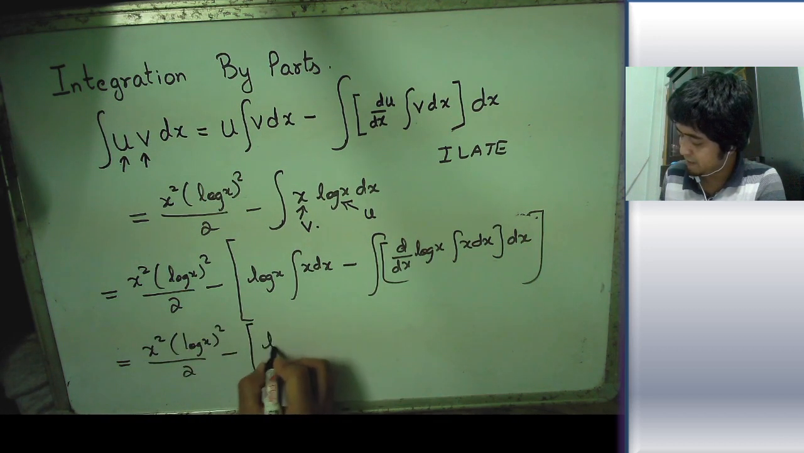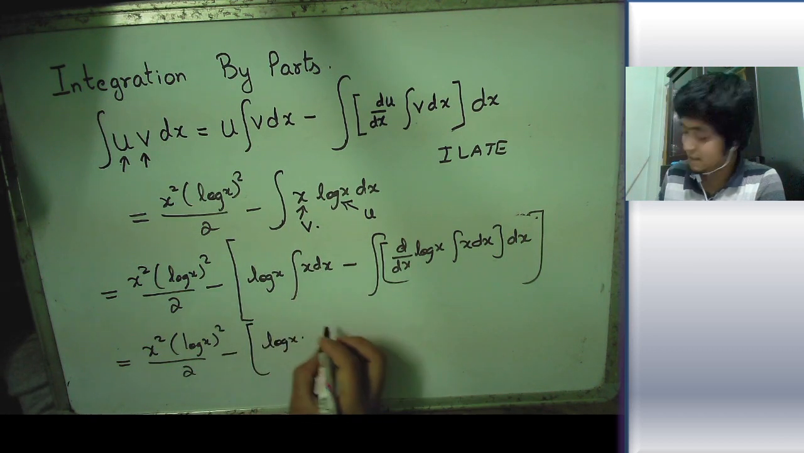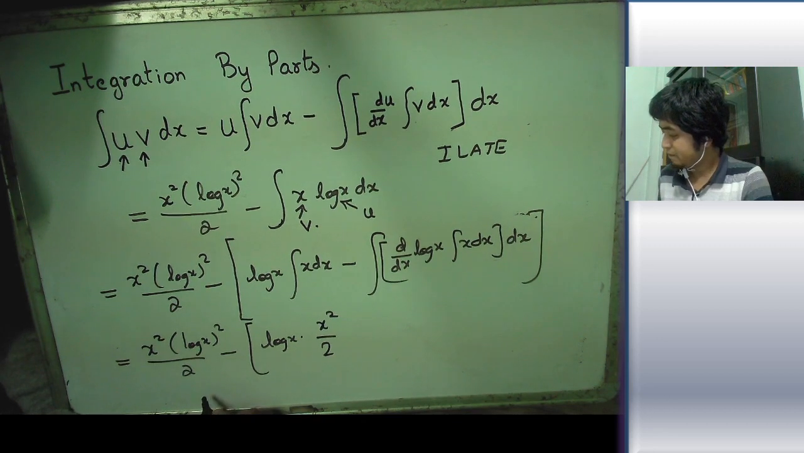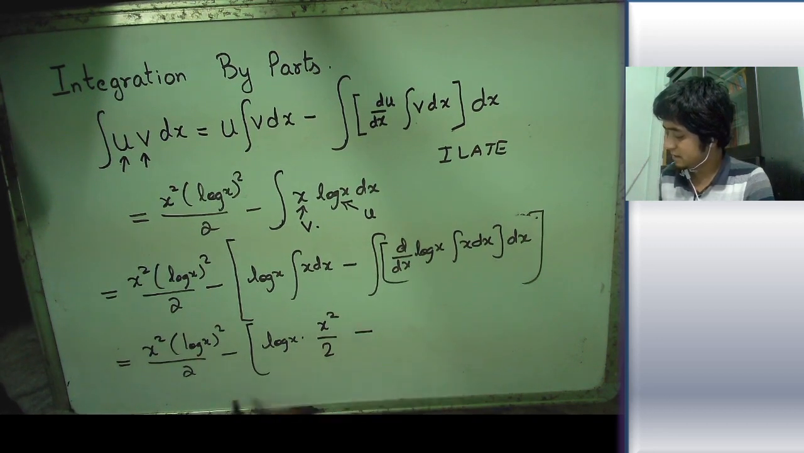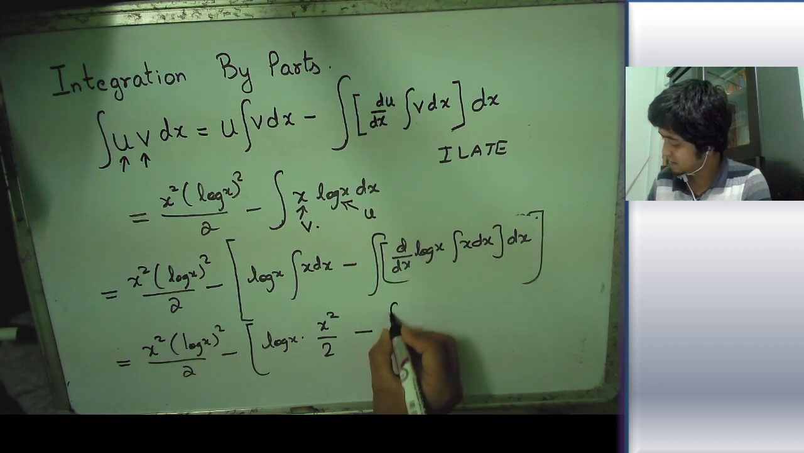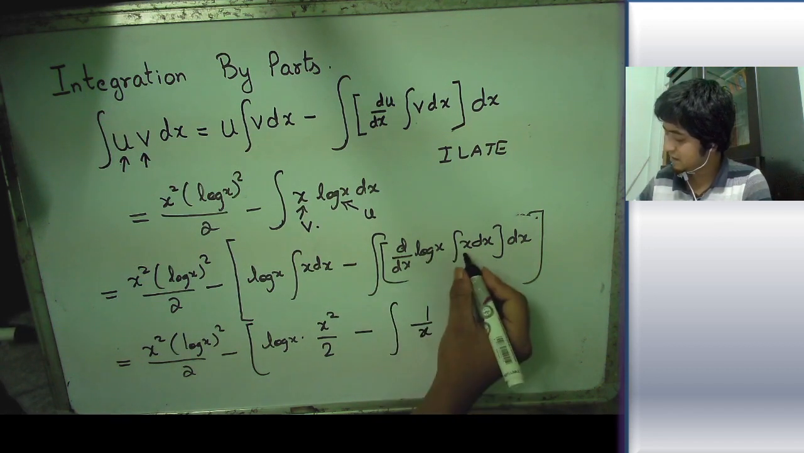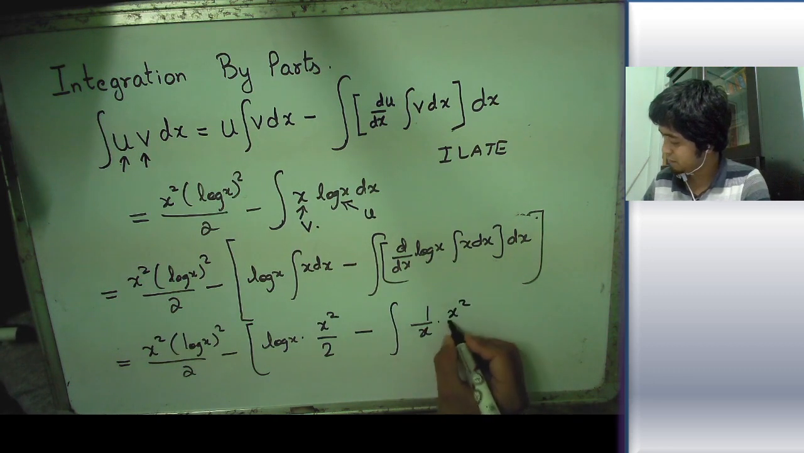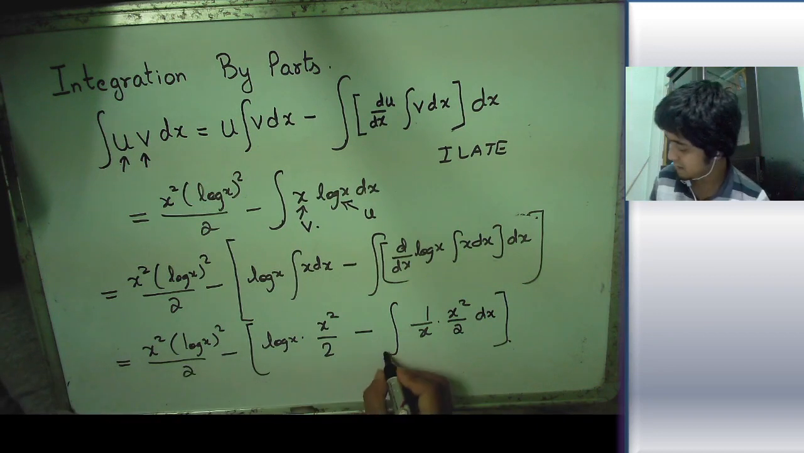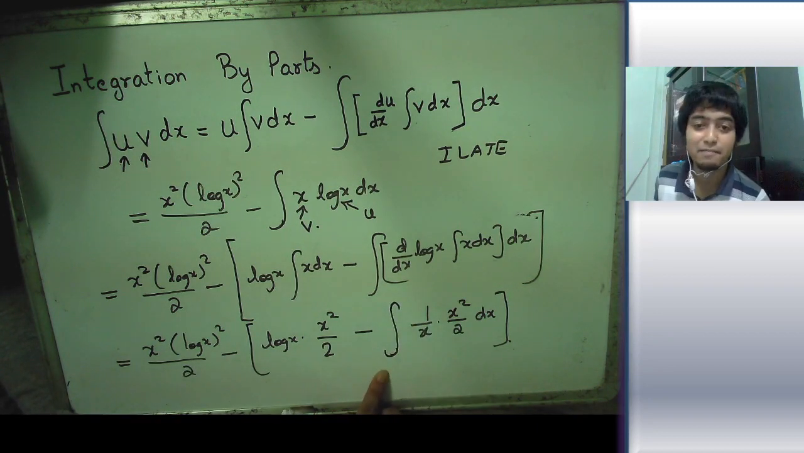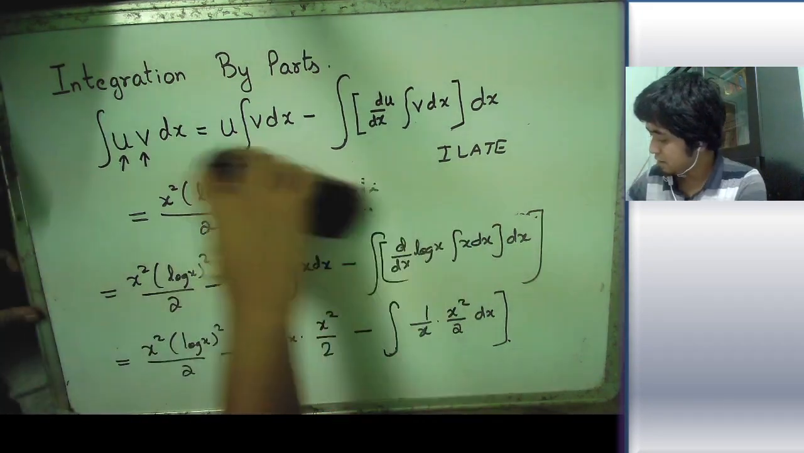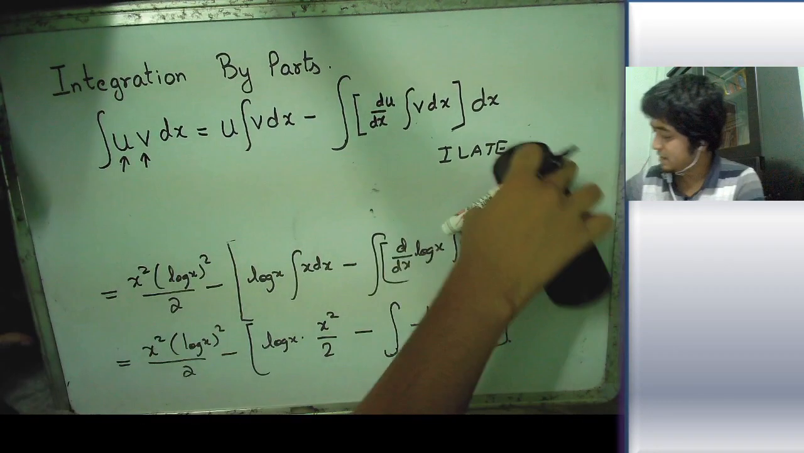And over here we will be having log x, integration x again will be x squared by 2, minus d/dx of log x will give you 1 by x, integration of x will give you x squared over 2 dx. So this is what we are having. You see that there is still an integration sign, so we cannot say that this one is the solution. What we will do next is we will integrate it again.